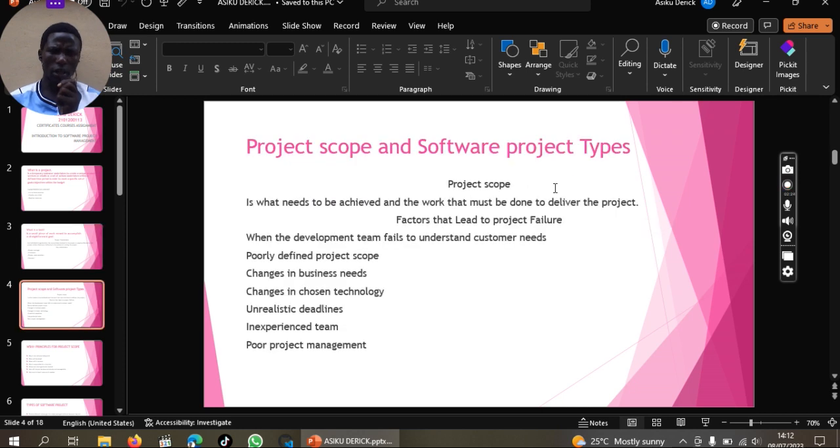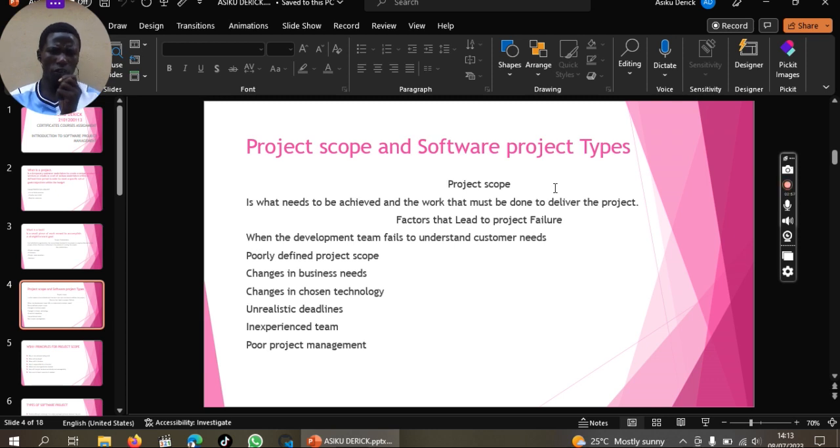Then let us understand something about the project scope and software project types. What is a project scope? Project scope is what needs to be achieved and the work that must be done to deliver the project. Now, what are the factors that lead to project failure? Let us understand some of those things. The first one is when a development team fails to understand the customer needs or requirements. That one obviously will lead to project failure.